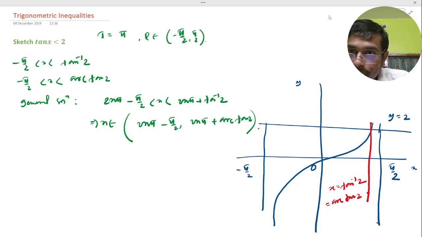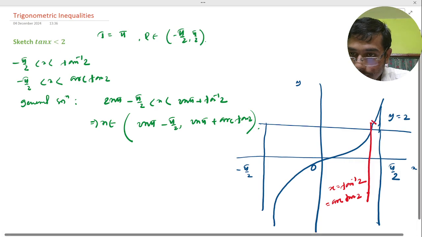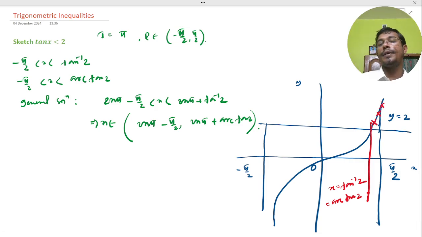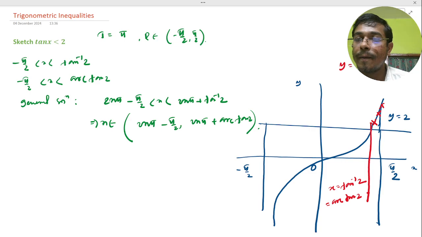So the tan 2 graph and this point, this section would not happen after this line x equal to tan inverse 2 equal to arc tan 2. This line would not be in tan x less than 2. So we have the graph y equal to tan x, and for tan x less than 2, this part is cut out from the tan x graph, and we get the inequality tan x less than 2.